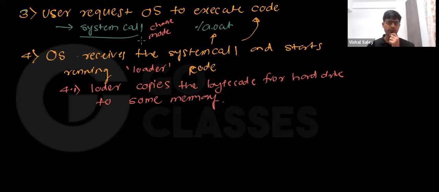Now when the operating system receives this system call to execute some code, it runs a program called the loader code, which is there in the operating system itself. The first task that the loader does is copy the bytecode into memory. Now which memory? The operating system will figure it out. It knows, because this is again resource management, right? Whenever we get into memory, it's resource management. So at this point, we will assume that the operating system knows where to do it, right? Great.